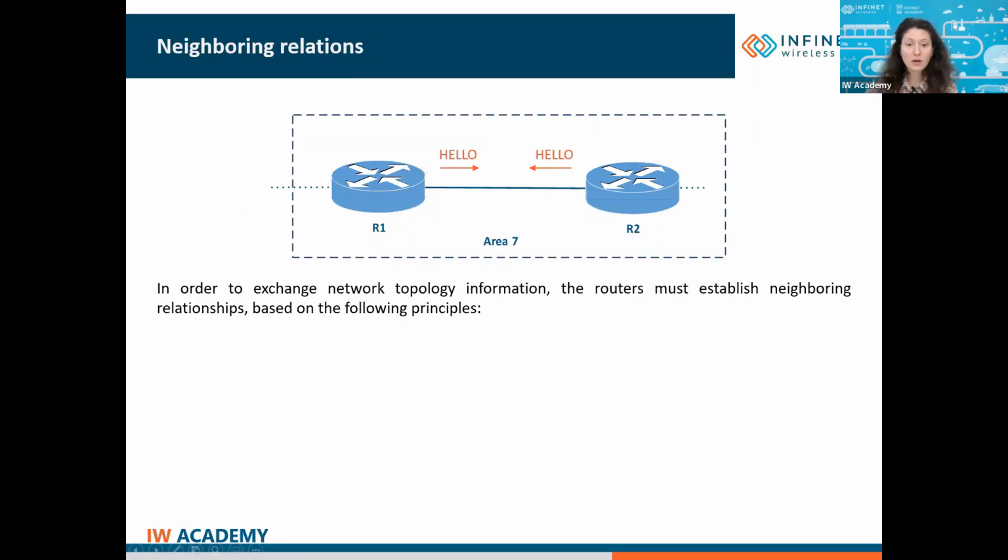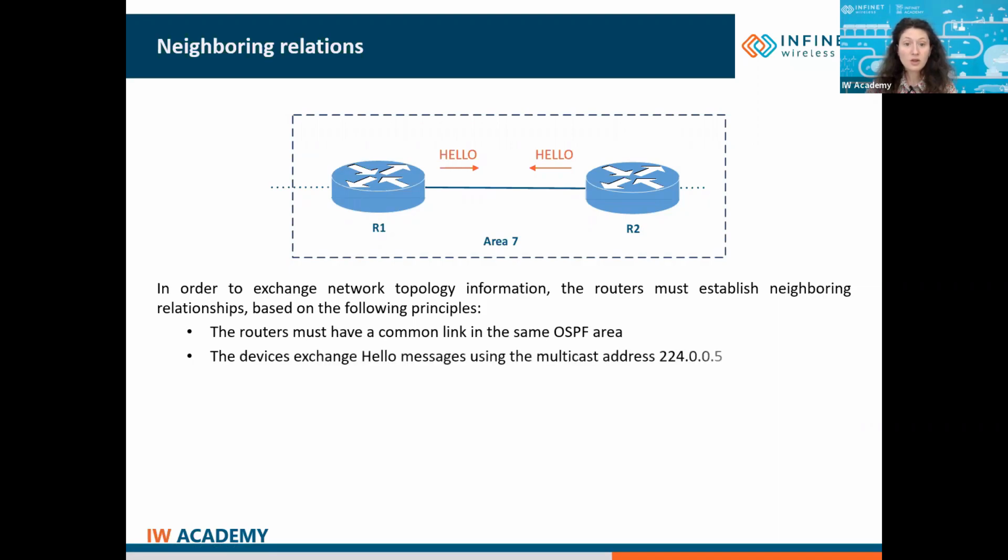Let's now discuss in more detail the OSPF processes that we introduced. First of all, in order to exchange network topology information, the routers must establish neighboring relations. The following principles apply when establishing the neighboring relations. The routers must have the adjacent interfaces in the same OSPF areas. Hello messages are exchanged using the multicast address 224.0.0.5. The OSPF timers and MTU settings on the interfaces must match on both ends.